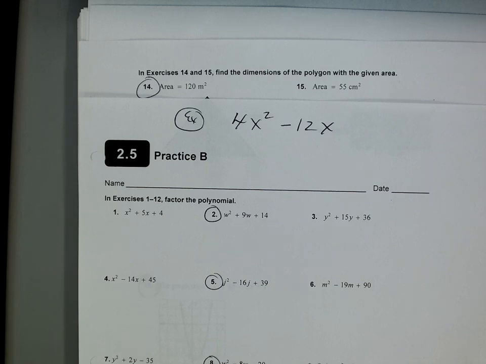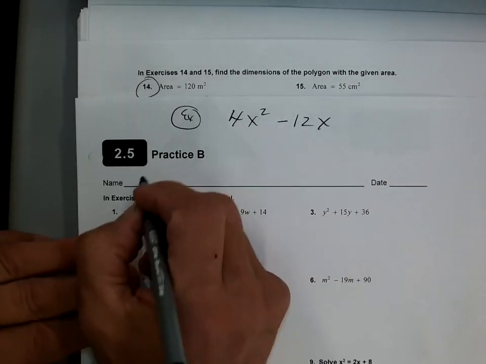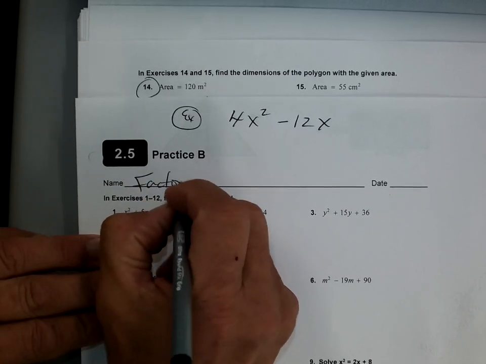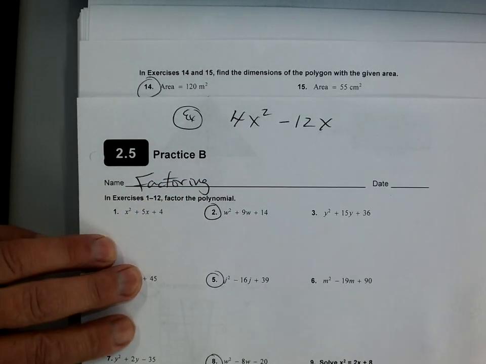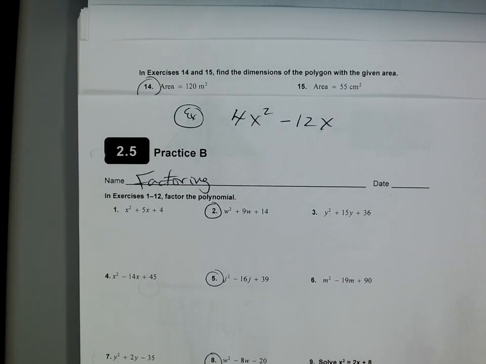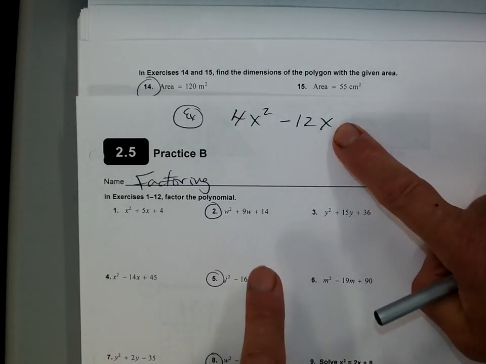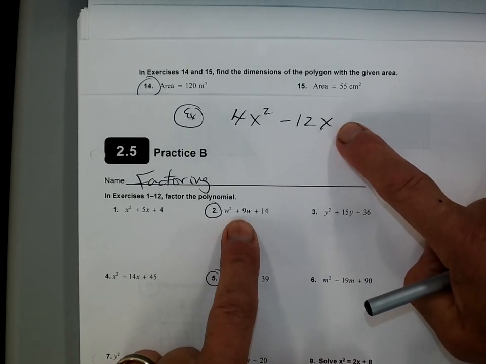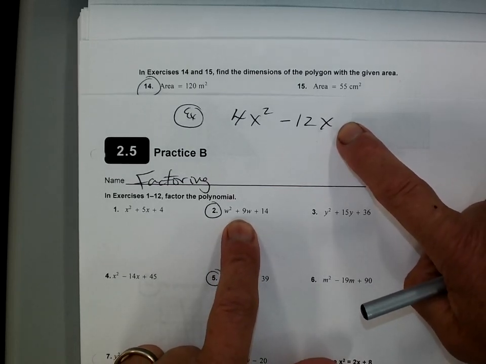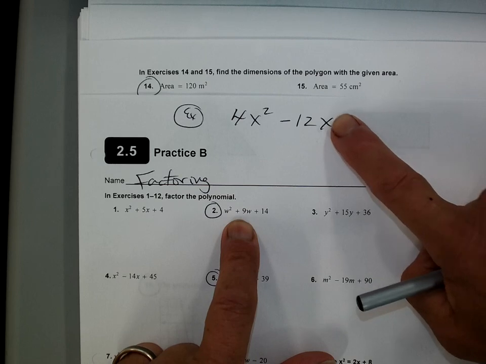Okay, so factoring. Boy, you guys really have to learn factoring. If you don't learn factoring, then it's going to be tough in all the rest of the classes. So let's learn it. Before we start a whole lot, I want you to look at example 1 and example 2. I don't know if you see any difference between the two, but I do. Do you see any difference?